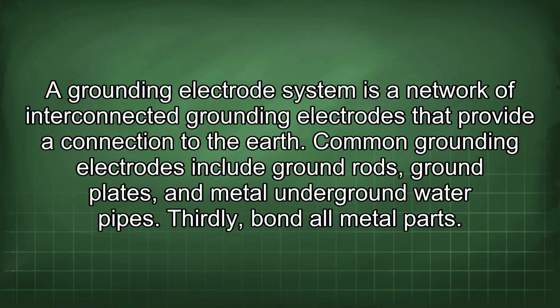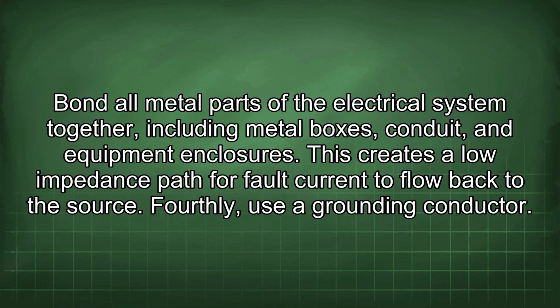Thirdly, bond all metal parts. Bond all metal parts of the electrical system together, including metal boxes, conduit, and equipment enclosures. This creates a lower impedance path for fault current to flow back to the source.